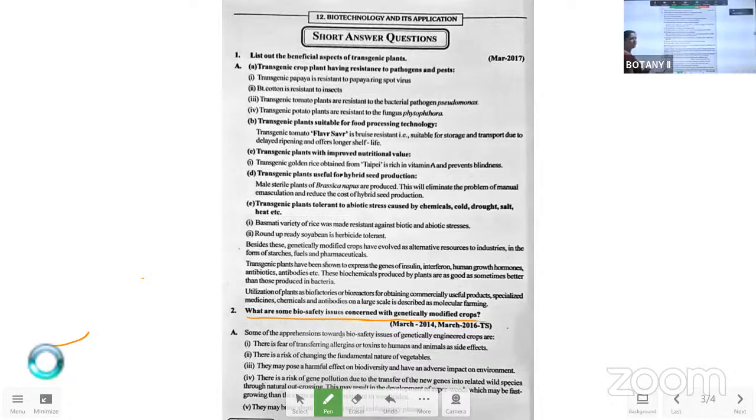When the genes are changed, the one what we are eating the products, the genes will interact with our genes also. So that is the problematic one, obviously. That's what we are saying. Okay, what are the biosafety issues? That means what we have to consider as the safest side when we are producing these plants in the outside world. The first one is there is a fear of transferring the allergies and the toxins to the humans, to the animals as side effects.